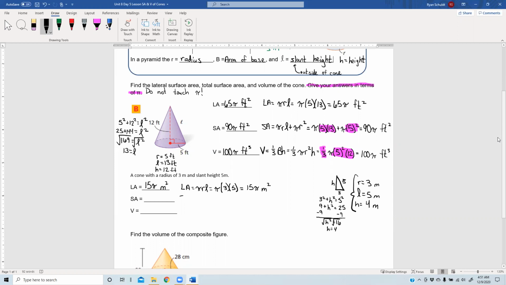Okay, now for the next one, total surface area. We're going to need pi R L, but we're also going to need pi R squared. So it's going to be pi times 3 times 5 plus pi. Our radius is 3 squared. So again, you type everything in but the pi. So 3 times 5, then you do the plus, and then 3 squared. That'll get you 24 pi meters squared.